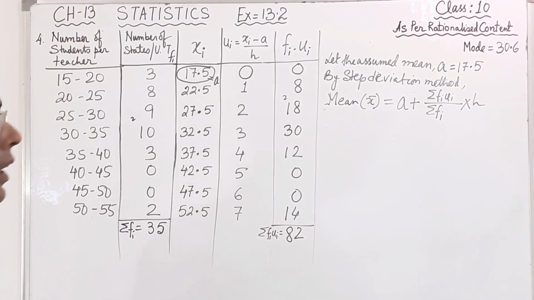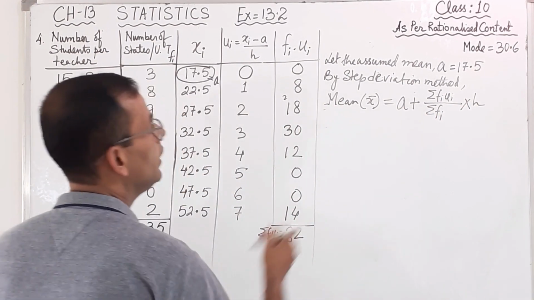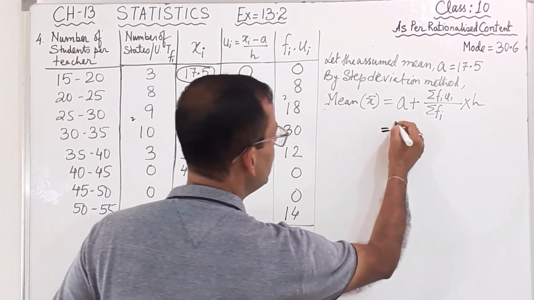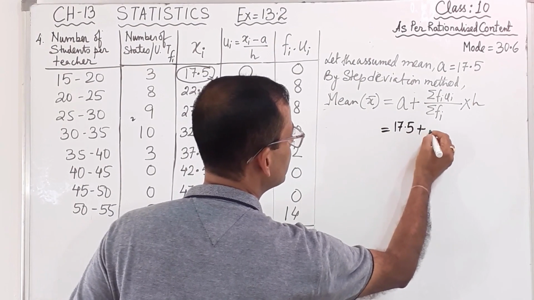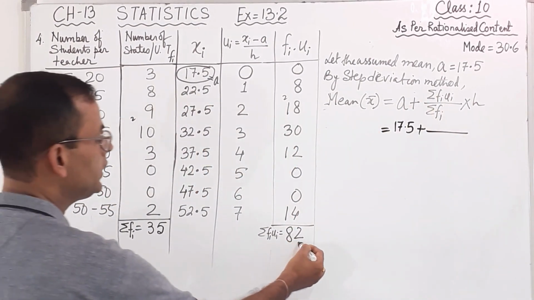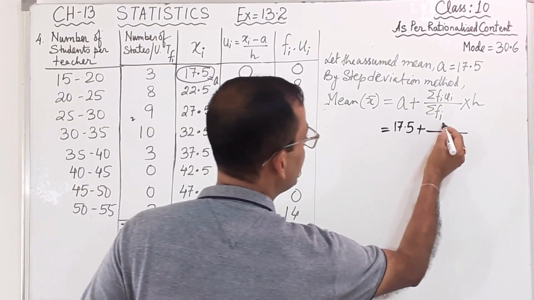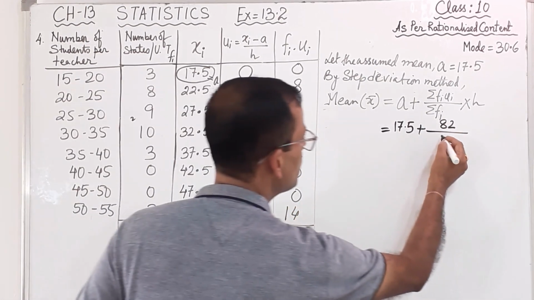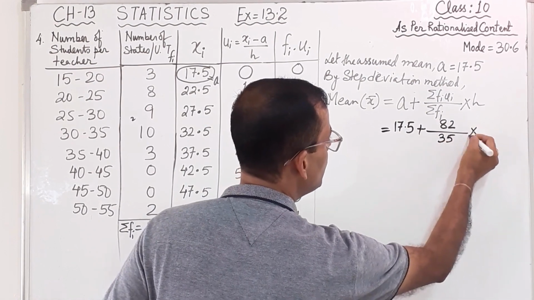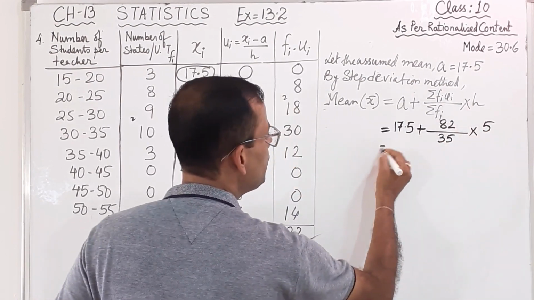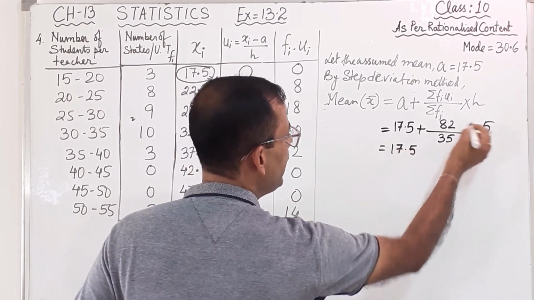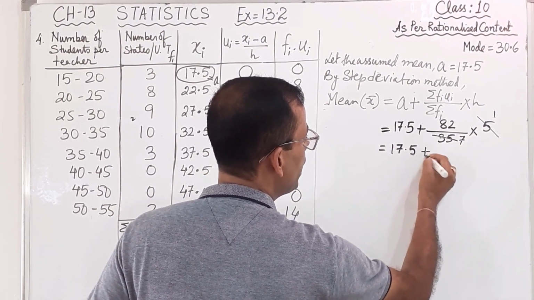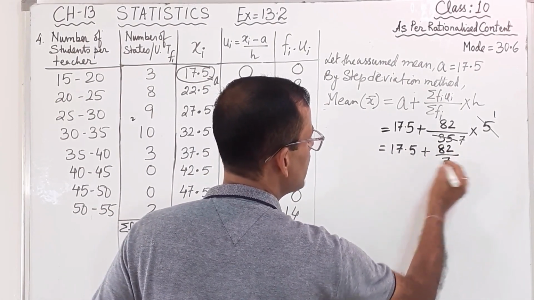Clear? No? Got it? Now after that, now equal to sign. Now a is how much? 17.5 plus. Now fi ui is how much? 82. So we will write here 82. Then summation fi is how much? 35. So we will write here 35. Into h is how much? 5. Now if you see nicely that 5 and 35 can cancel. 5 ones are 5, 5 sevens are 35. So what you get? 82 by 7.